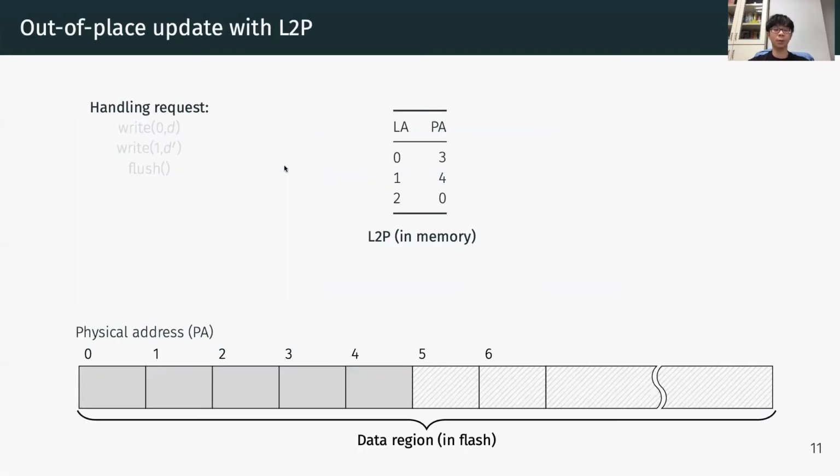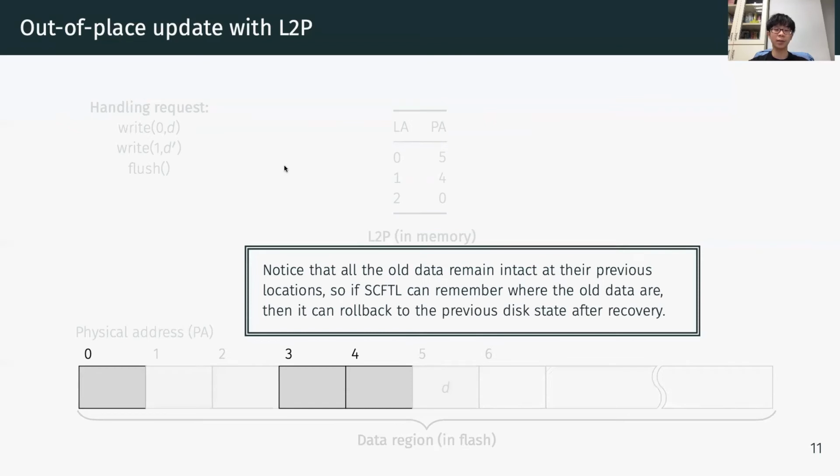In the example, the FTL maintains an L2P table in memory and stores host data in flash. To handle a write request, the FTL finds a free page and puts the host data there. Then it updates the L2P entry to the page just written. The key observation is that all the old data remain intact at their previous locations.